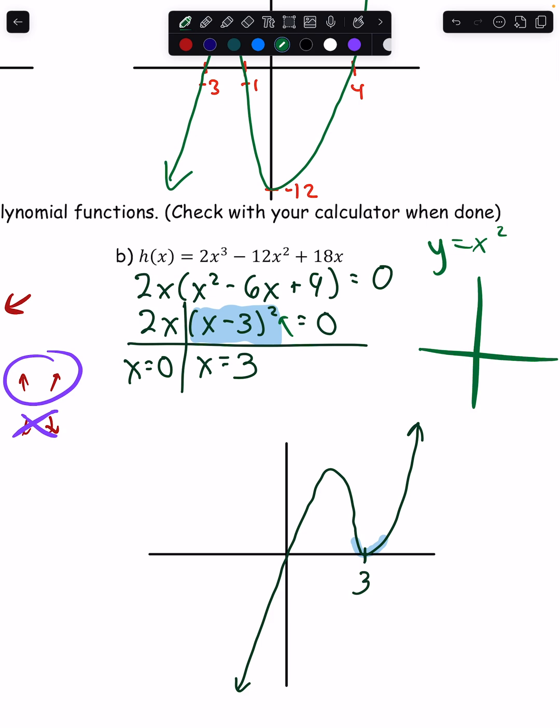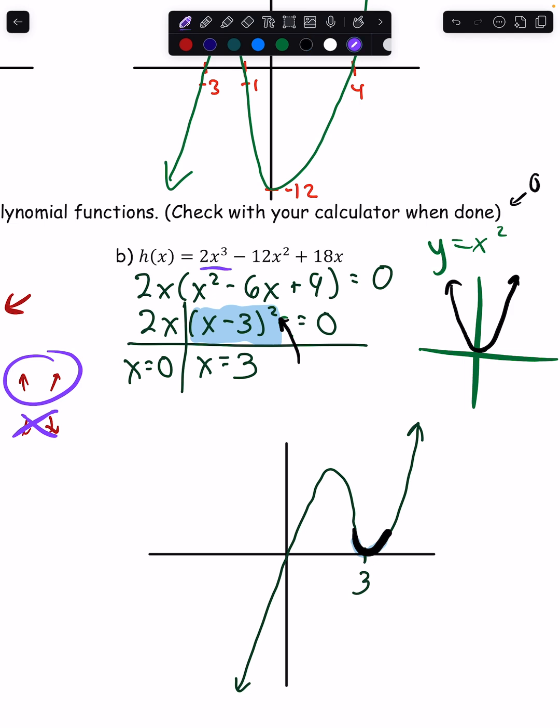It looks like this. And the only 0 there is 0. And it's bouncing off that 0 because there's technically 2 zeros at that 0. That's what's going to happen with our polynomials. If there's ever an even amount of those zeros, like in this case, it bounces off it. And that's why I want you guys to check in your calculator as well. But let's talk about the end behavior as well.